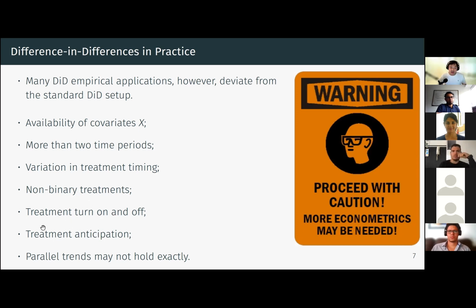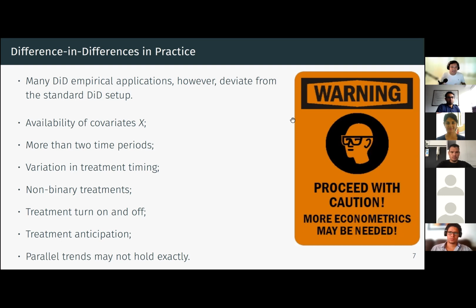Sometimes, as I mentioned earlier, I'm going to have treatment anticipation. So if treatment is announced in advance, the non-anticipation assumption is not very reasonable. So how can I allow for that flexibility? And finally, we can also think about parallel trends not holding exactly, but holding approximately. What does approximately mean? So all these are situations where you deviate from the canonical 2x2 setup.